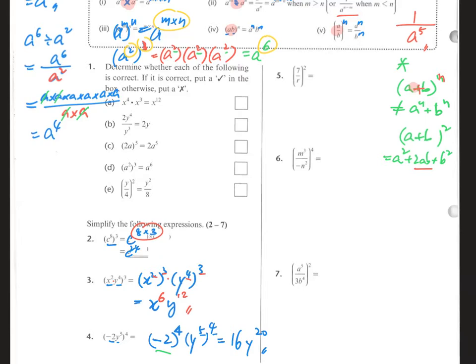Next, we jump to number 6. There's another headache many students face, which is the negative sign in your expression. It's a fraction, so up and down, m to the power 3 and power 4, there's a power 4 on top. As for the negative sign, how can we deal with it? It's minus 1 times n squared.